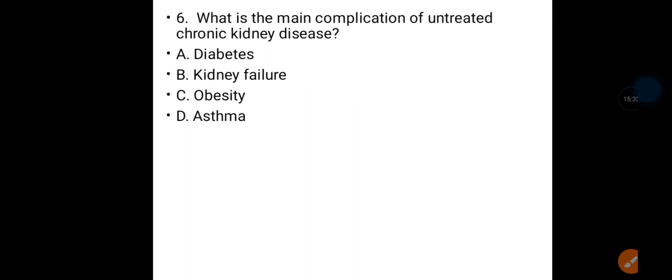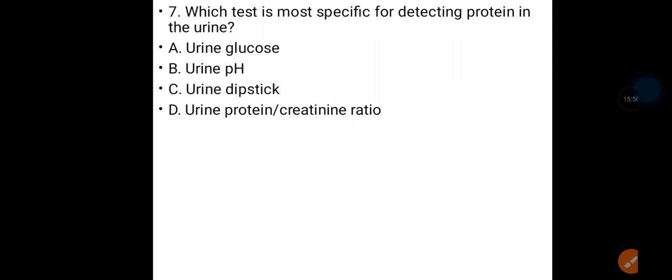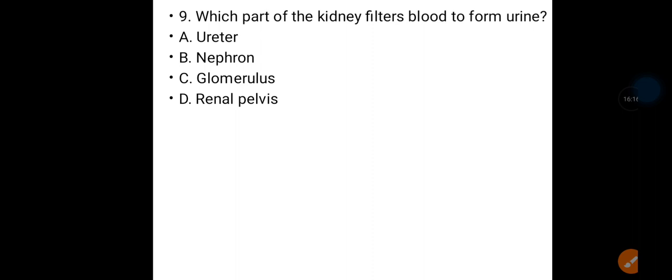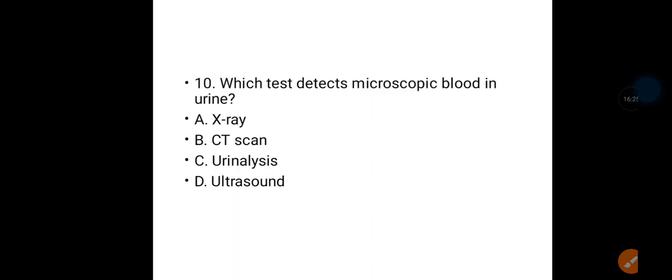Next one is number 6. What is the main complication of untreated chronic diseases? Diabetes, kidney failure, obesity, asthma. All right, number 7. Which test is most specific for detecting protein in the urine? Urine glucose, urine pH, urine dipstick, urine protein creatinine ratio. Number 8. Hemodialysis removes waste from urine, lymph, blood, saliva. Number 9. Which part of the kidney filters blood to form urine? Ureter, nephron, glomerulus, renal pelvis. Number 10, and the last one. Which test detects microscopic blood in urine? X-ray, CT scan, urinalysis, ultrascan.